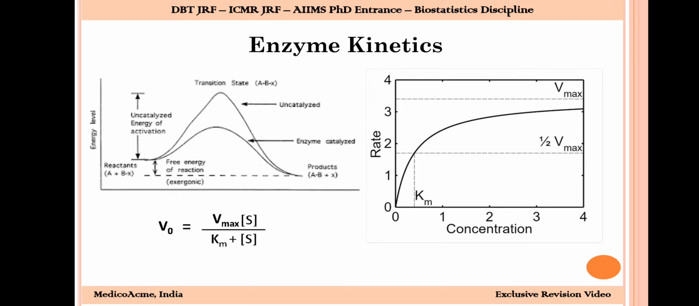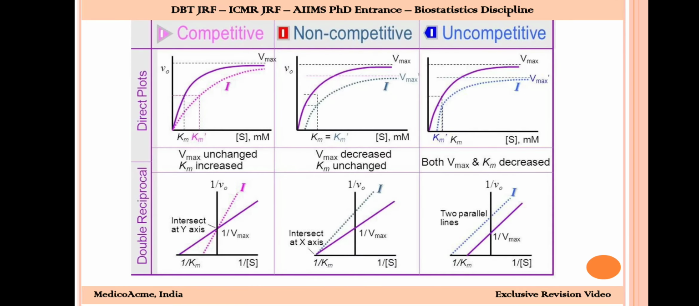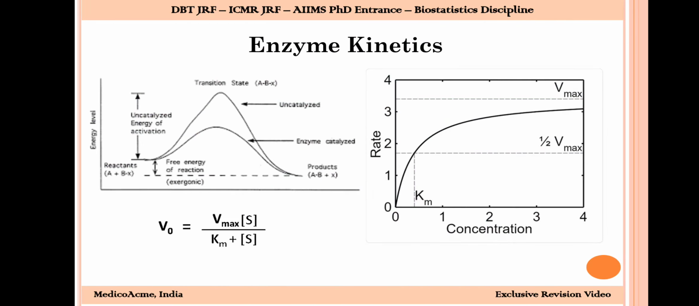Then the substrate is depleted over time, so we get the Km and 1 by Vmax. The concentration at half of the maximum velocity, when plotted on the substrate concentration axis, becomes the Km. The equation that is part of this is the Michaelis-Menten equation, which is written here. It becomes very important because some direct questions are asked from this topic, so please remember this formula. This is the Michaelis-Menten equation and this is the simple concentration-rate graph.